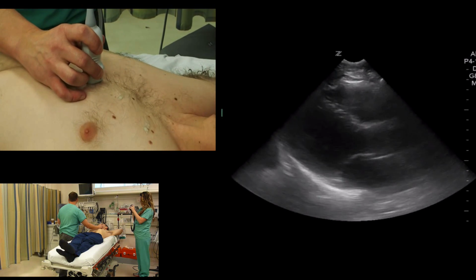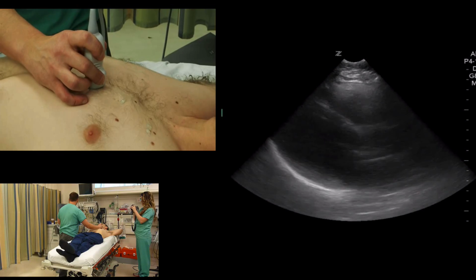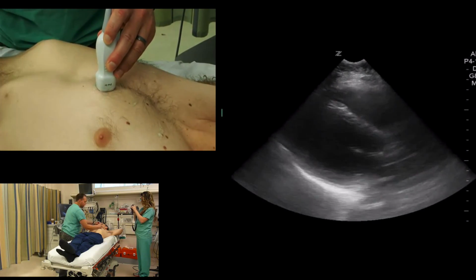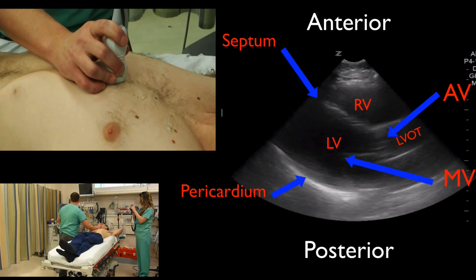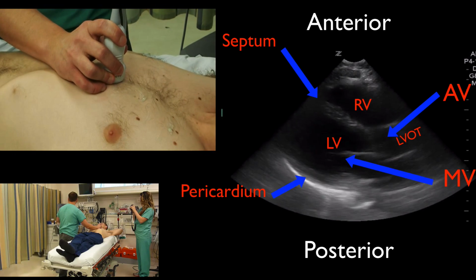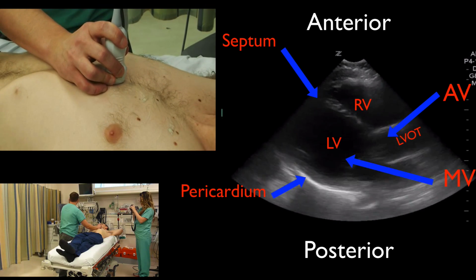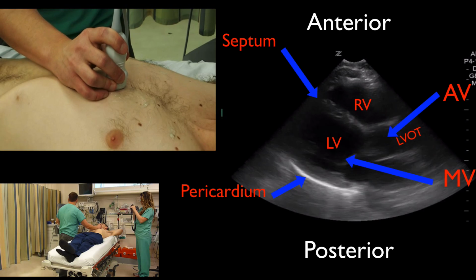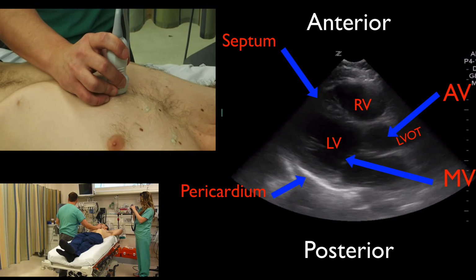The most anterior portion is the right ventricular free wall, followed by the right ventricle, the interventricular septum, and then the left ventricle. You can see a nice view of the aortic valve and mitral valve and the aortic outflow tract, as well as the pericardium, which is the bright line below. This is often the ideal view for evaluating ejection fraction.